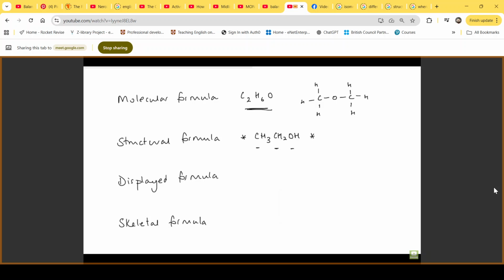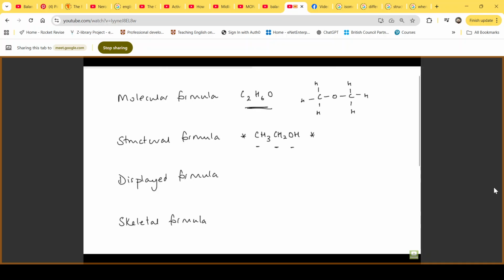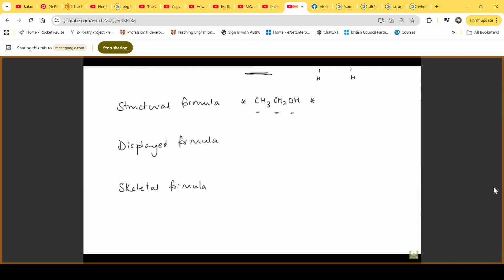So structural formula is far more useful than a molecular formula. Sometimes we like to display the bonds, and that would be a displayed formula. So carbon, carbon, hydrogens, you need to draw in the hydrogens, oxygen, hydrogen. That would be a full displayed formula, although often we see it represented with the functional group, not showing the bonds between, just OH on the end there. So there's my displayed formula.